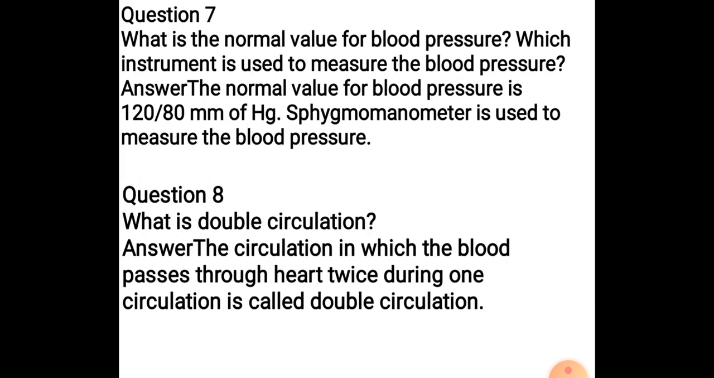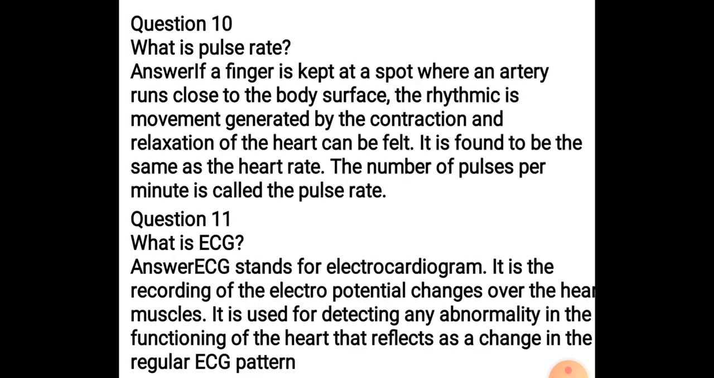Question number 7. What is the normal value of blood pressure? Which instrument is used to measure the blood pressure? So the normal value is 120 by 80 mm of Hg, and a sphygmomanometer is used to measure the blood pressure. What is double circulation? Double circulation is a type of circulation in which blood passes through the heart twice during one complete cycle. That is the specific characteristic of human beings.